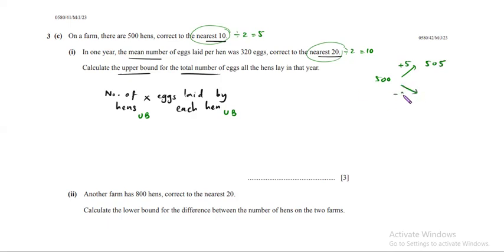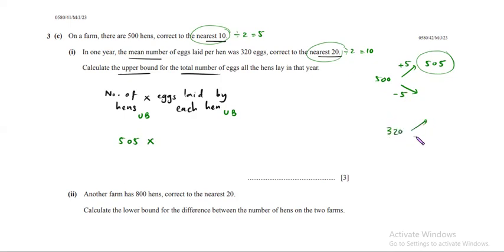And to find the lower bound, I need to deduct a 5. But I need the number to the upper bound for the number of hens. So that's going to be 505. I need to times this with the eggs laid by each hen, but the upper bound of it. So that's going to be 320.